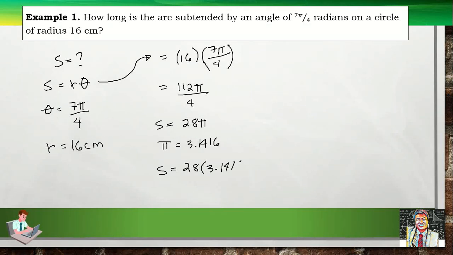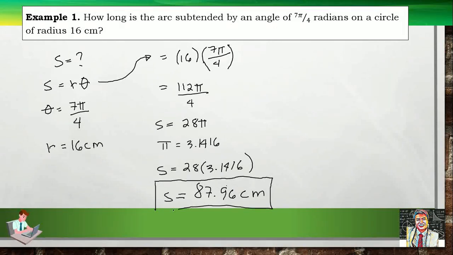3.1416, and the arc length is approximately 87.96. Our unit of measurement is cm. So the arc length subtended by an angle 7 pi over 4 with a radius of 16 cm is 87.96 centimeters. For the final answer, use at least 2 decimal places.